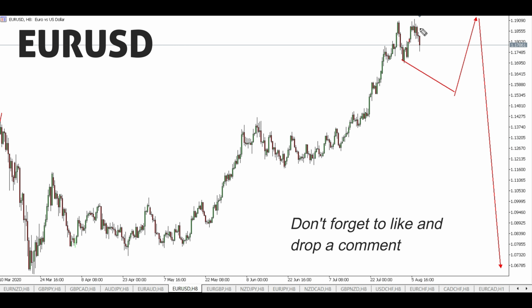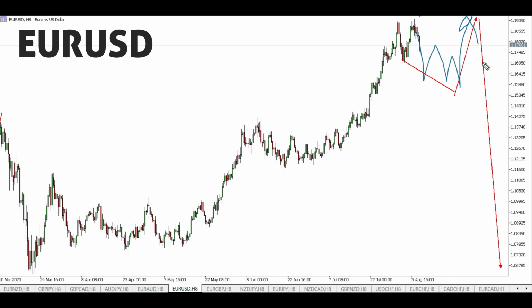It's showing that we're likely to get a corrective structure, then up to break previous high, then get a bigger sell. We will be waiting to trade this sell setup when this up move is completed. Right now, this structure is still showing that it's not completed yet. The way it's unfolding, it's showing that we're likely to get more up than down.